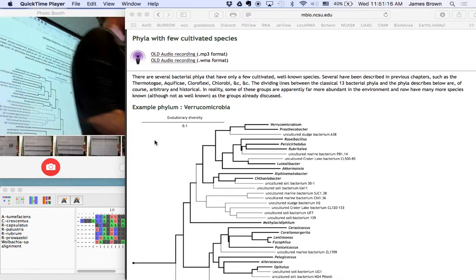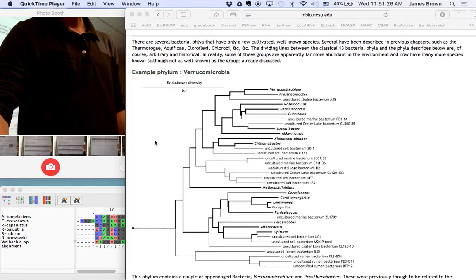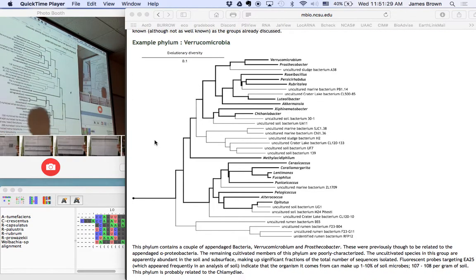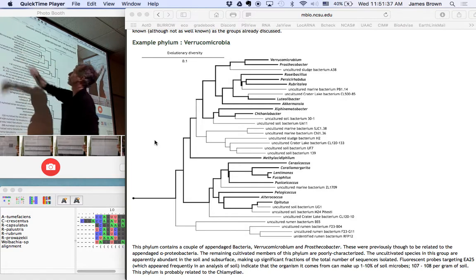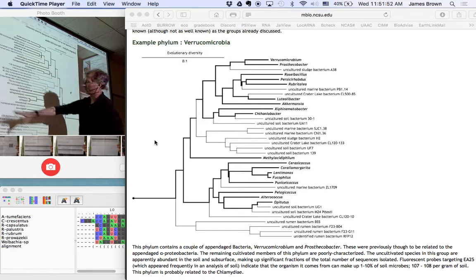Talk about some of these major groups, the ones that have some, but not a lot, of cultivated and characterized members. Let's start with Verrucomicrobia, because this is a really big group of organisms, even compared to some of the ones we've talked about before. Verrucomicrobium itself is in this group, Prosthecobacter. A lot of these organisms have appendages, stalks or multiple stalks, such as those two. The rest of these aren't very well characterized, and you notice there's a bunch of uncultured sequences that I've included in here.